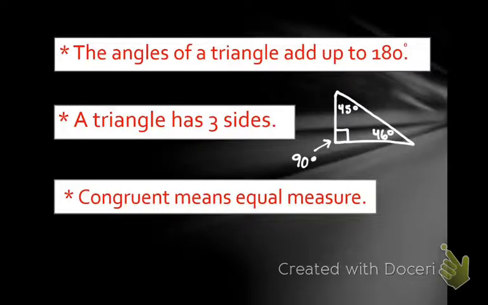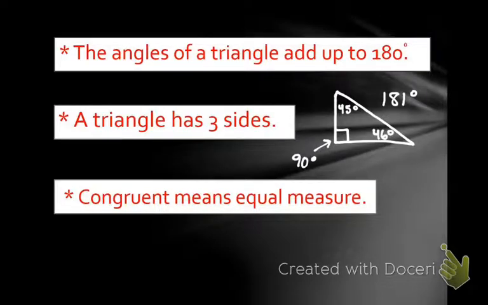181 degrees. Is that possible? No. Why not? Because it has to be 180. All of them have to add up to 180, not 181. So when you are trying to find angles, if you add them up, that's a way to double check to see if you got it correct or incorrect, okay?